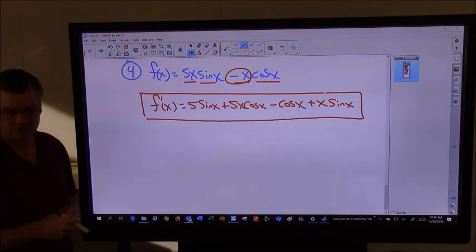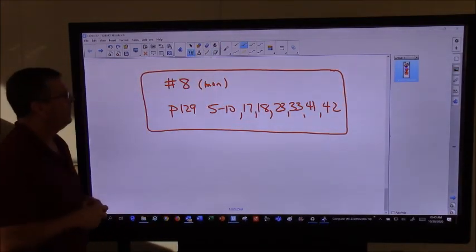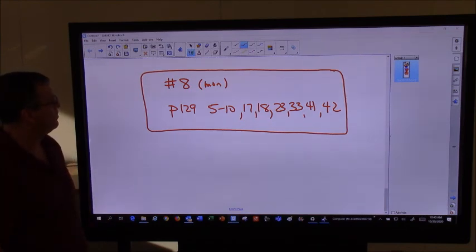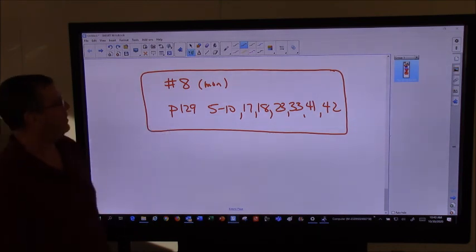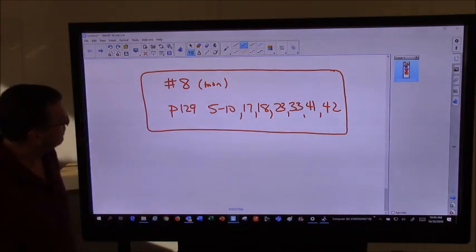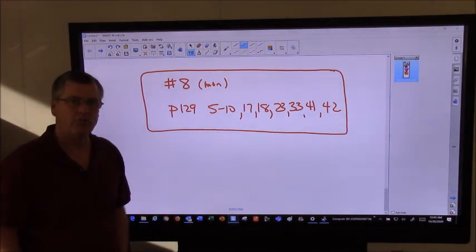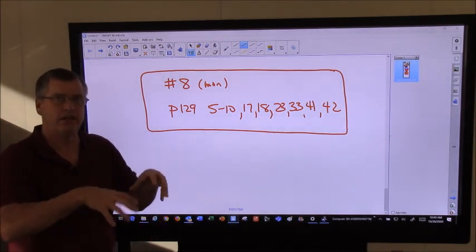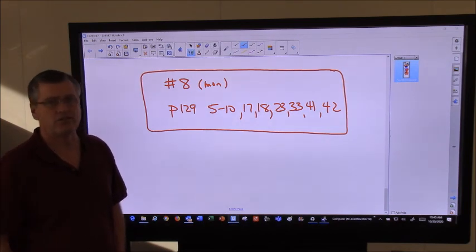Product rule. So let me get you guys an assignment. All right, so here we go. We got assignment number 8. This is Monday's work. Page 129, we're going to do 5 to 10, 17, 18, 23, 33, 41, and 42. All right? Don't forget, you guys need to email me and let me know if you're going to take the retake. I really want to get all those by the end of today, Monday, okay? We'll talk about it in our class time, but I need to know so I can start getting things ready.